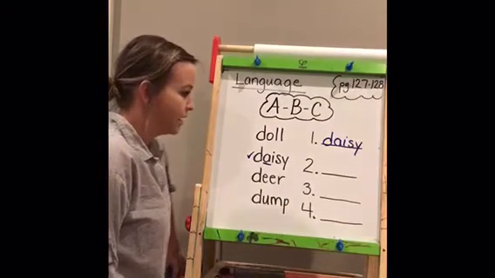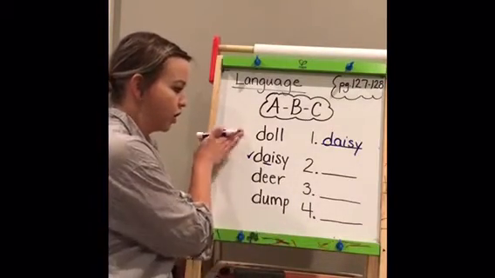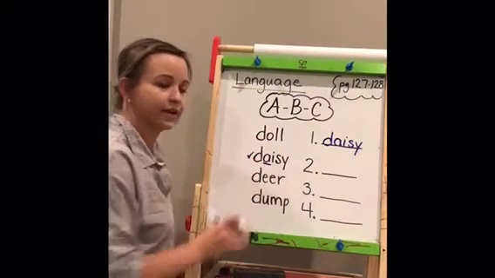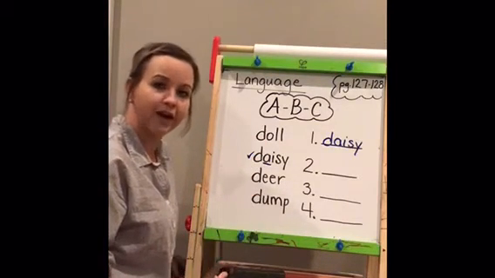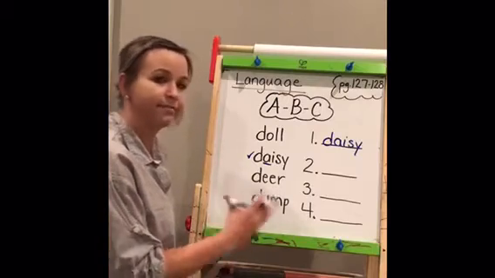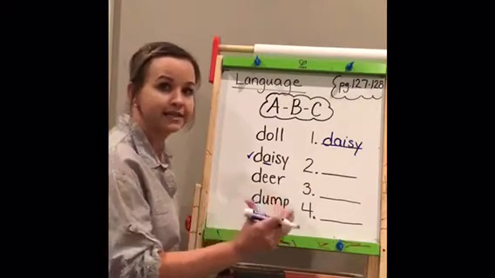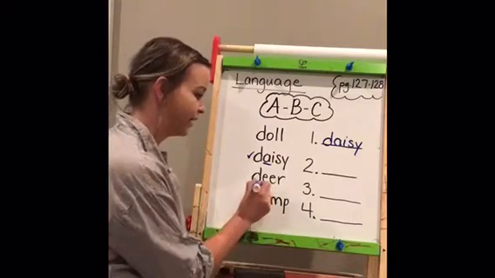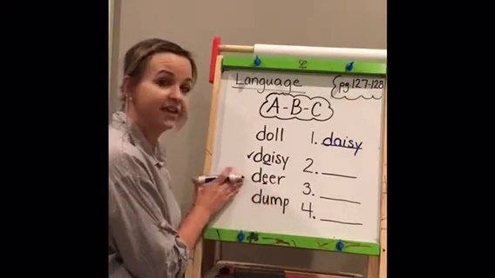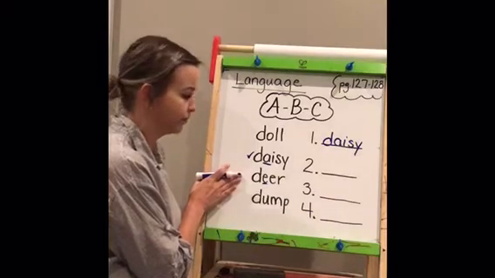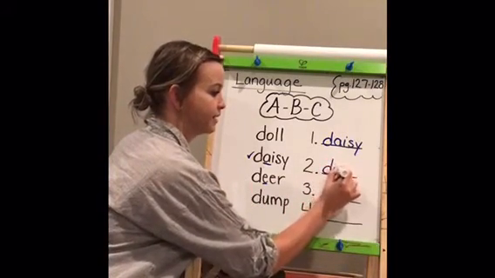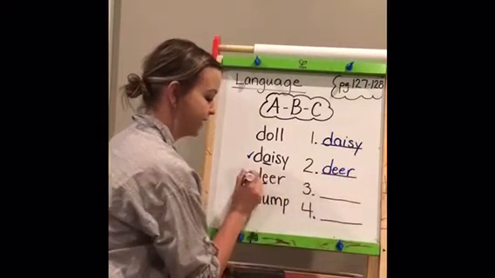Okay. So take a look at doll, deer, and dump. Look at the second letters. What would come next in our alphabet? We don't have any DBs or DCs or DDs, but we do have a DE. That's right, we have a DE. Do we have any other DE? Oh, so that means deer is going to be next because it would come next in the alphabet.